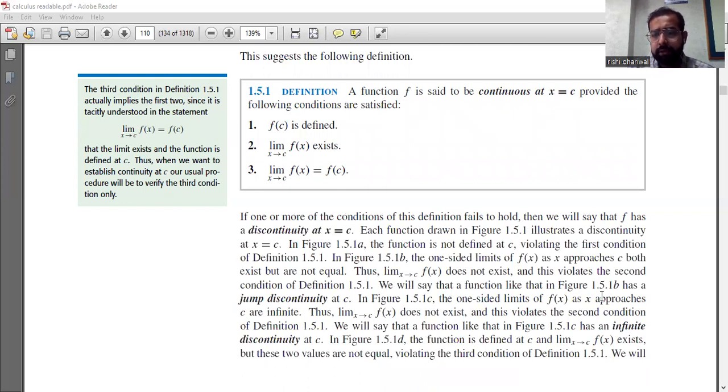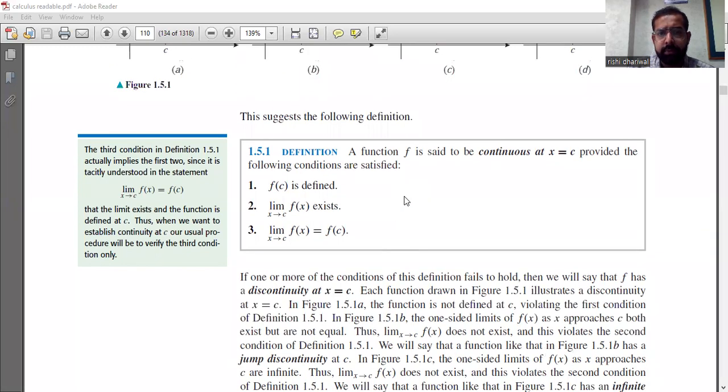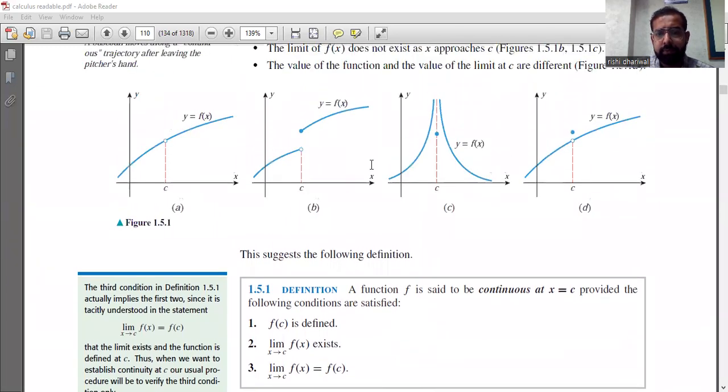A function like in figure 1.5.1b shows a jump discontinuity. Jump discontinuity means the function goes along continuously, but at a point C, the value of y = f(x) jumps at the point C. This is known as a jump discontinuity.